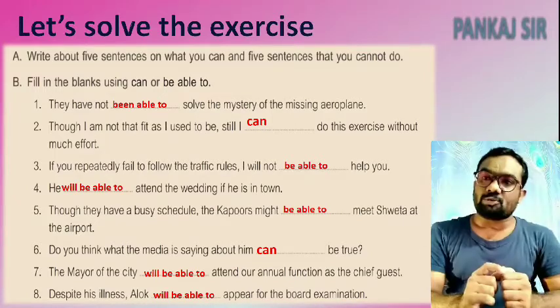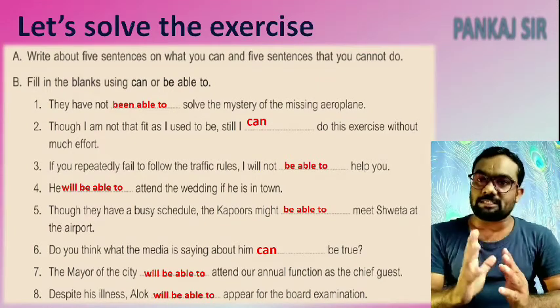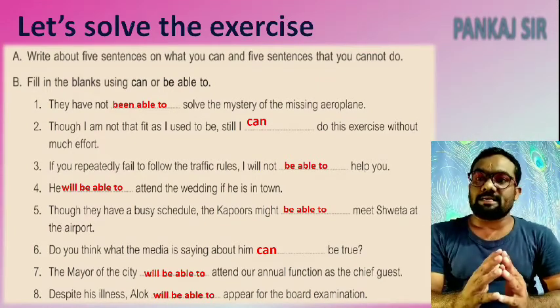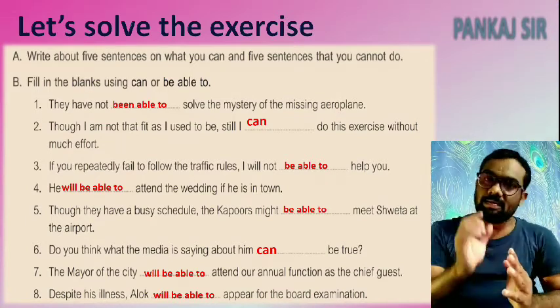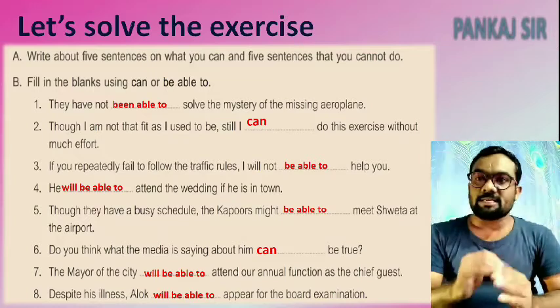So here "be able to" comes, because "will" is given, so with "will" the V1 form comes, that is "be". Then: he will be able to attend the wedding if he is in town, right? He is in town, so that is a particular situation, so "will be able to", it is about the future.